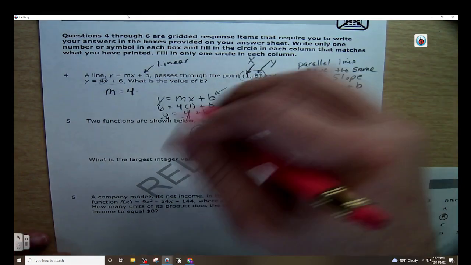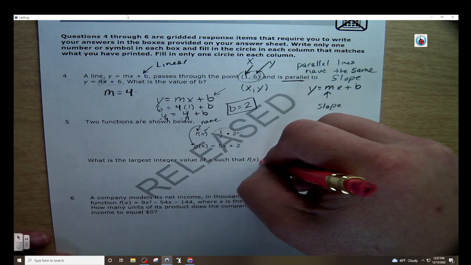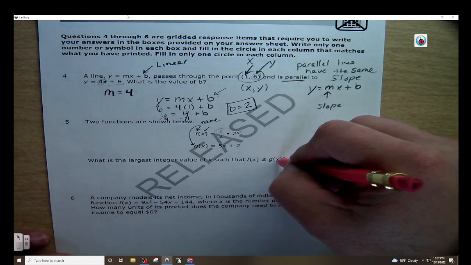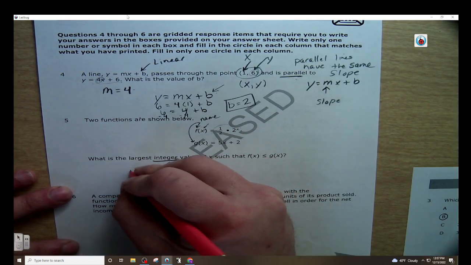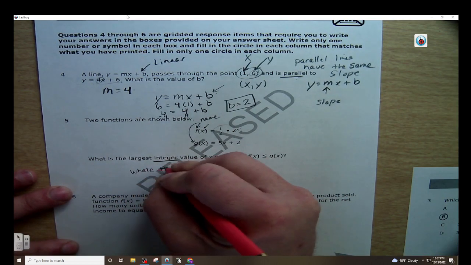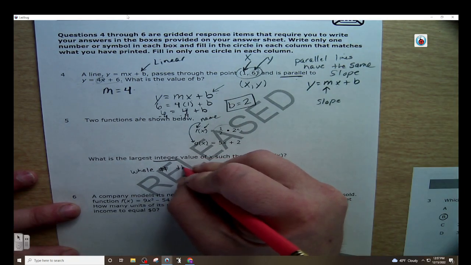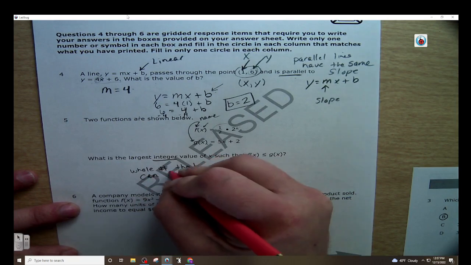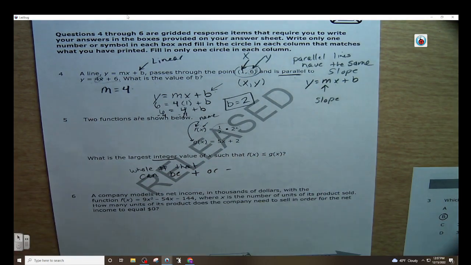Now, what is the largest integer value of x such that f of x is less than or equal to g of x? First of all, an integer is a whole number. An integer can't be a fraction. A whole number that can be positive or negative. If you classify numbers, an integer is a whole number. It can't be a decimal or a fraction, but it can be positive or negative.